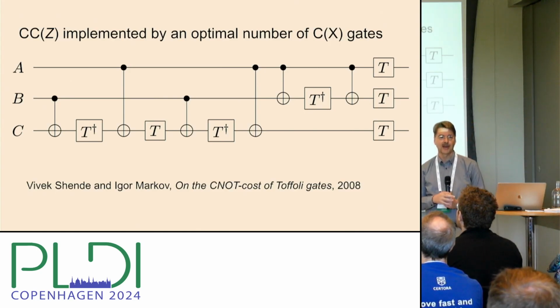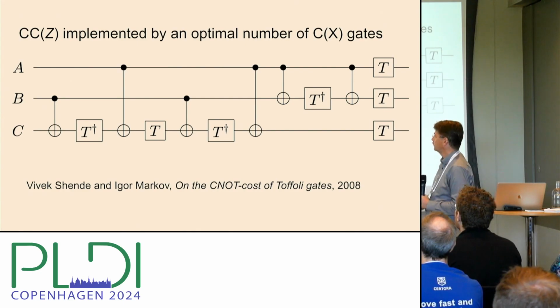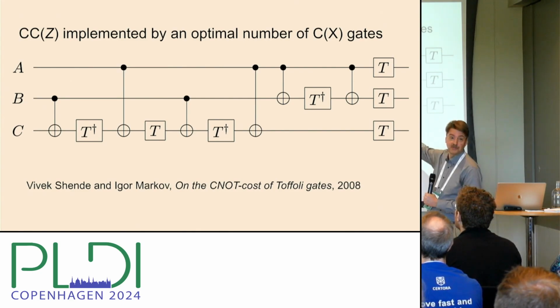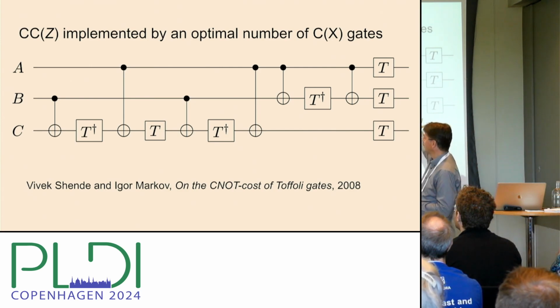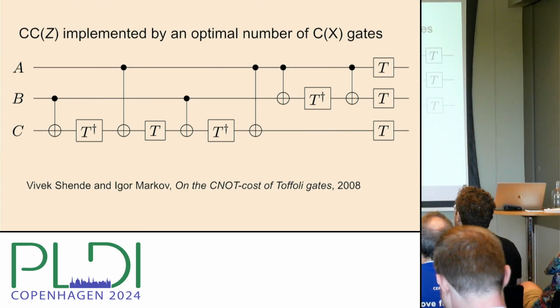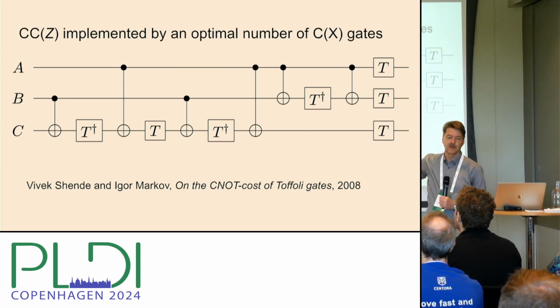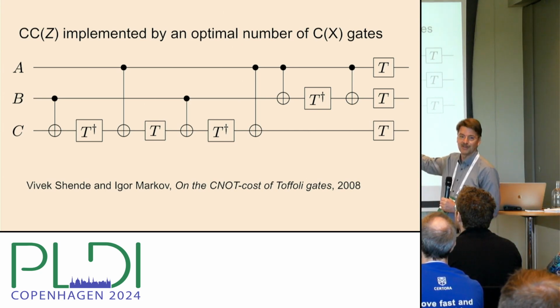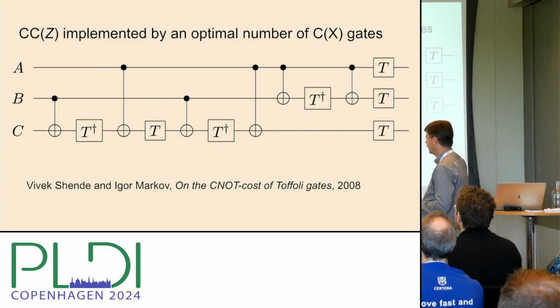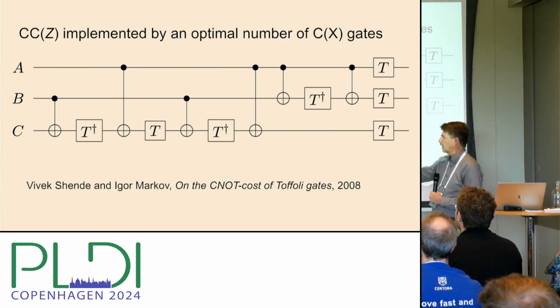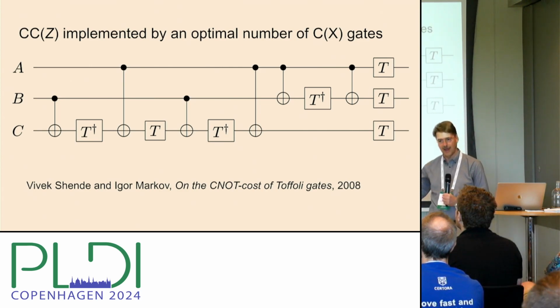So this is the thing that I believe Feynman knew, which is that's actually the circuit that I showed earlier. If you start counting, here's 1, 2, 3, 4, 5, 6 2-qubit gates, and then some 1-qubit gates as well. This is an implementation of CCZ, and in 2008, Shende and Markov proved that this is actually optimal.